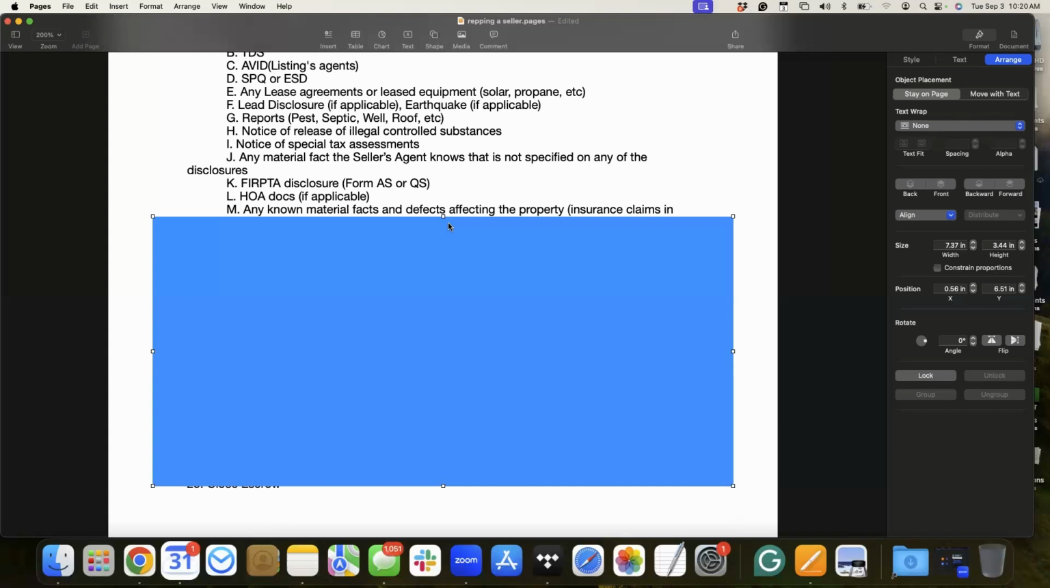Okay, any new material facts and defects affecting the property, insurance claims within the past 5 years. Okay, that's important to know. Why do we want to know about insurance claims? Oh, because if there's an insurance claim going on and you buy it, that's your problem.